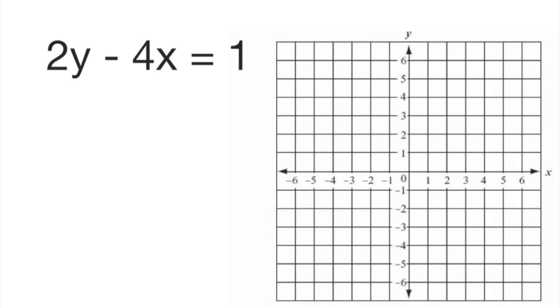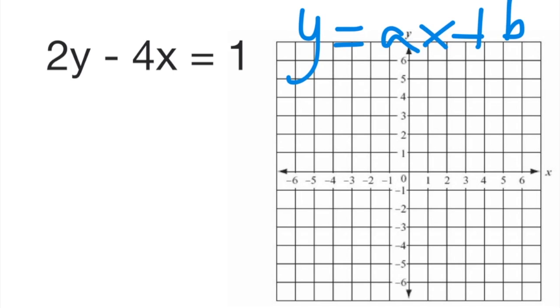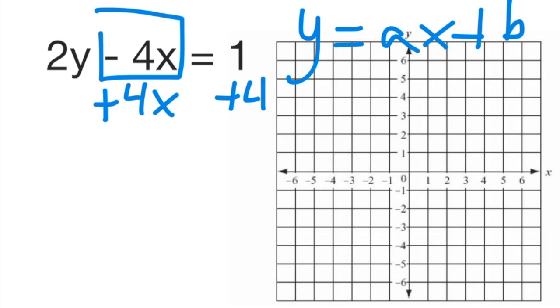Sometimes you receive equations that are lines, but they don't look like lines. This one, 2y minus 4x equals 1, does not look like y equals ax plus b. But we can make it look like that by doing the opposite operation to get the y by itself, just like you were solving an equation. So we need to get rid of the minus 4x, and we do that by doing the opposite to both sides, plus 4x to both sides.